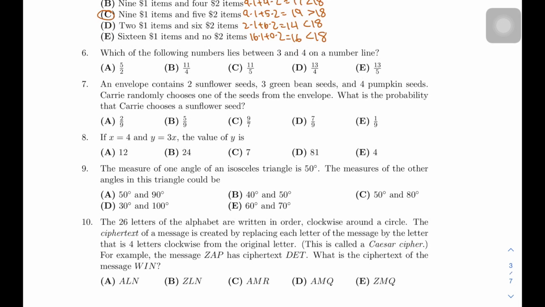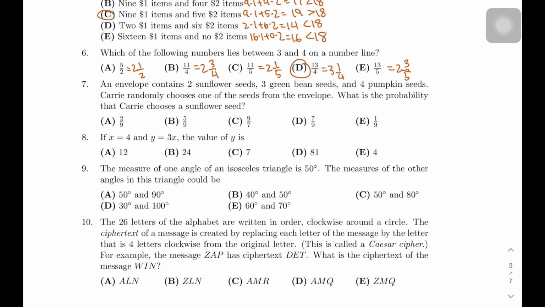Number 6. Which of the following numbers lie between 3 and 4 on a number line? So A equals 2 and 1 over 2. B equals 2 and 3 over 4. C is 2 and 1 over 5. D is 3 and 1 over 4. And E is 2 and 3 over 5. And you realize that all of these numbers are smaller than 3 except for D. And D is between 3 and 4. So D is the correct answer.